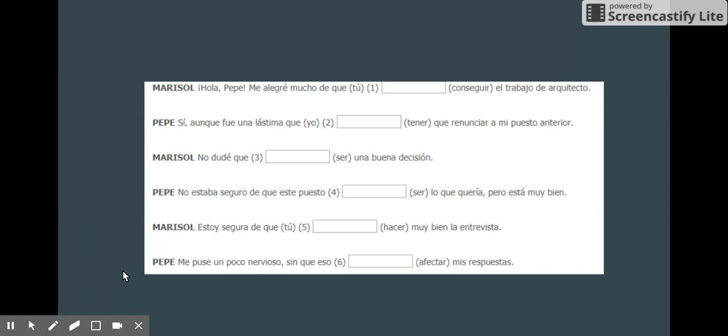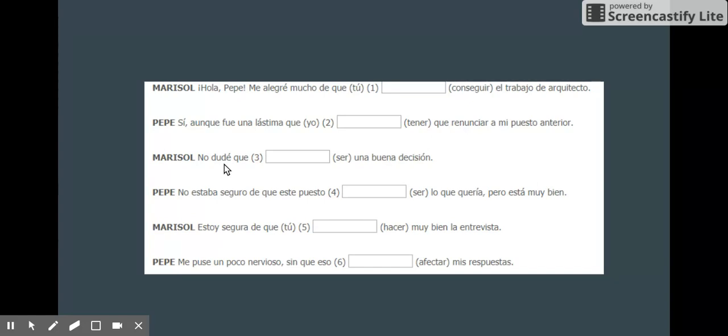So for the homework, all you have to do is look at the verb and put it in its past subjunctive form. As you can see, for each of these sentences, the first verb is in the past, alegré, in the preterite there. Me alegré mucho de que tú consiguieras el trabajo de arquitecto. Pepe says, sí, aunque fue, and there's a verb in the past tense, fue una lástima que yo tuviera que renunciar a mi puesto anterior. Tuviera, because the main verb is in the past, and you're expressing fue una lástima que, triggering the subjunctive.